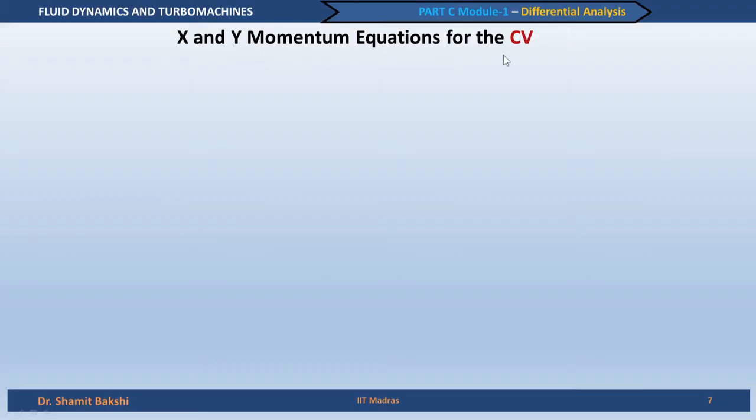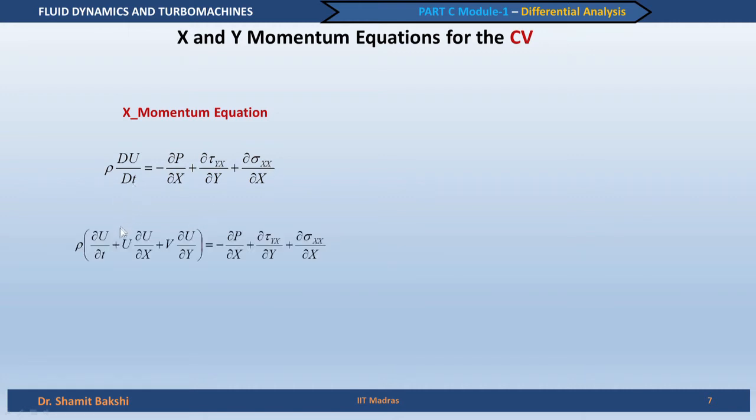At the end of the last lecture, what we got is a particular form of the momentum equations. We will take a quick look at that. The x and y momentum equations for the CV: the x momentum equation looked like this. On the left hand side it has the fluid acceleration multiplied by density, and on the right hand side we have the pressure gradient and the stress gradients. Two types of stresses appear here, the shear stress and the normal stress.